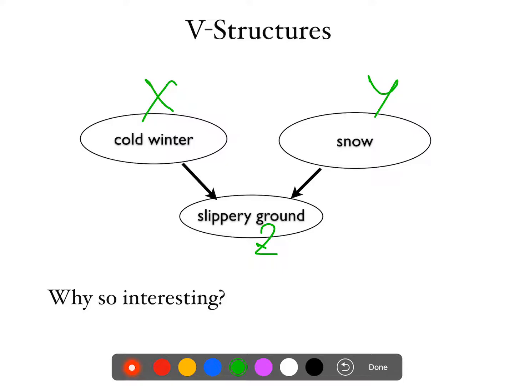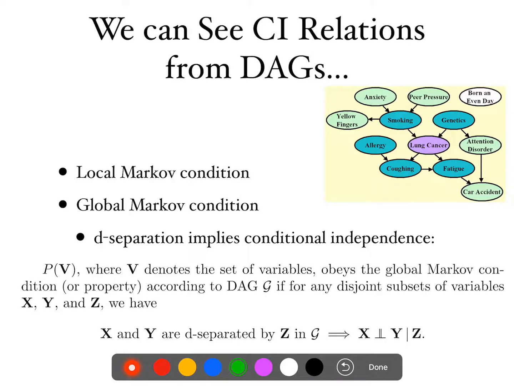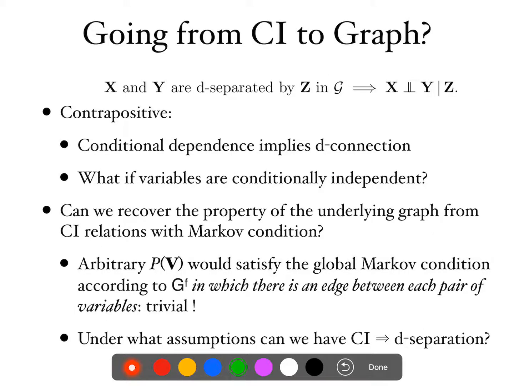Okay? So I already assumed something when I tried to go from statistical independence relations to the graph. Later you will see what assumption I already made. Okay, this is the V structure and Markov condition. You can see a lot of relations. And we can easily see conditional independence relations from DAGs by making use of either the Markov condition or D-separation, right? Or the global Markov condition. Basically, if two variables are D-separated by another set of random variables, we know the two variables are conditionally independent given that, right? So it's very easy, very good.